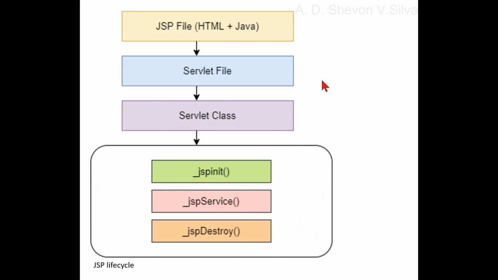Translation. This phase deals with the static correctness of the page. The JSP code is checked by the JSP container and parsed to generate the servlet source code. The web container automatically translates the index.jsp file into index.java.